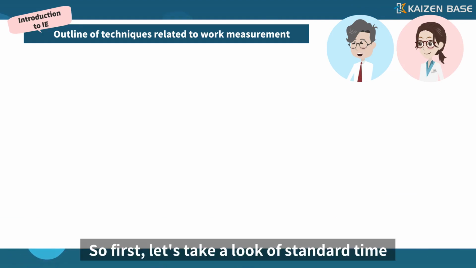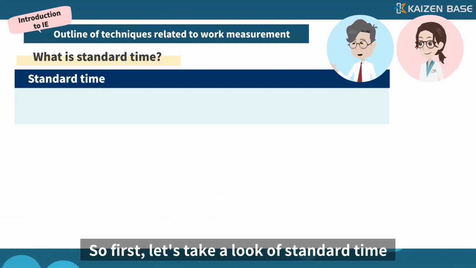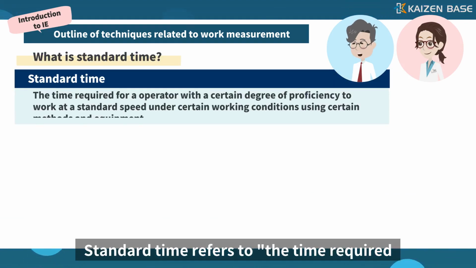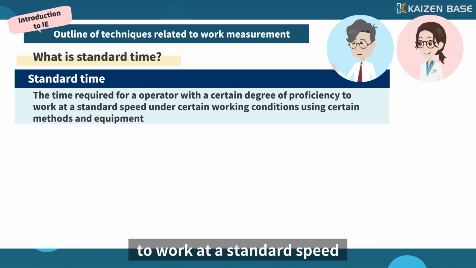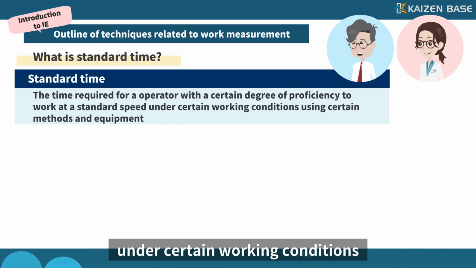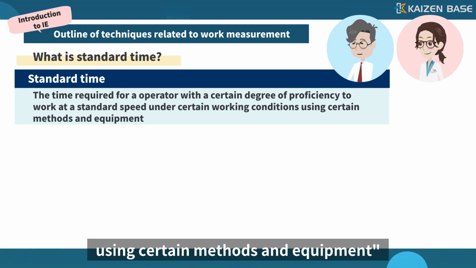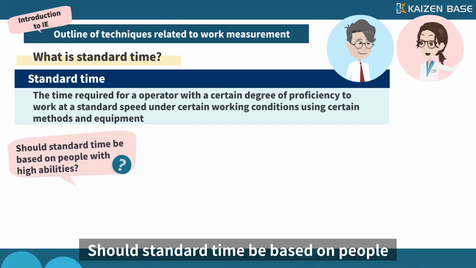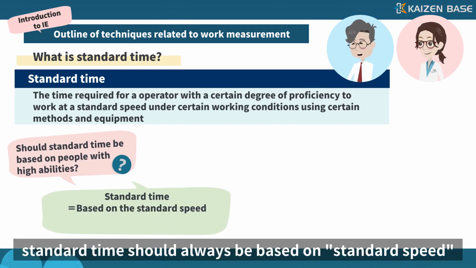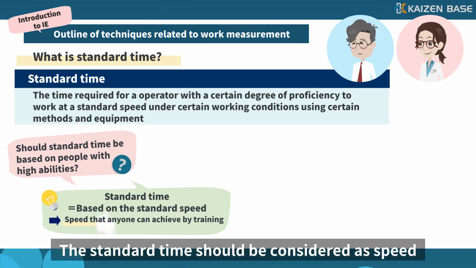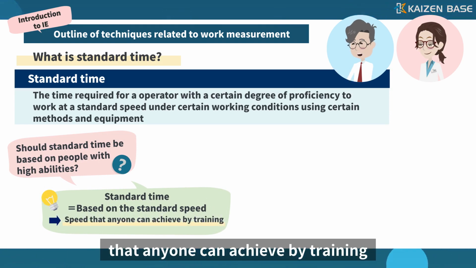Sure. So first, let's take a look at standard time. Standard time refers to the time required for an operator with a certain degree of proficiency to work at a standard speed under certain working conditions using certain methods and equipment. Should standard time be based on people with high abilities? No, standard time should always be based on standard speed. The standard time should be considered as speed that anyone can achieve by training.